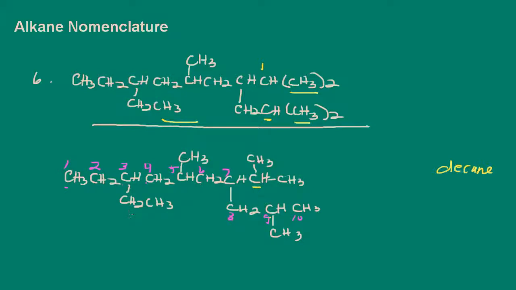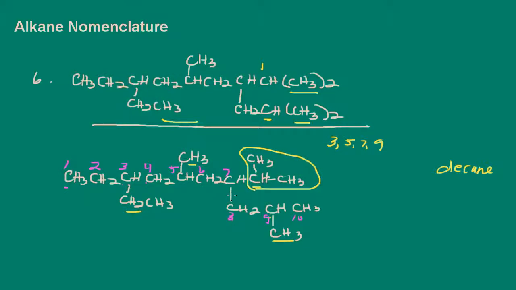And now let's take a look at the substituents. Numbered this way, on carbon number 3, I have an ethyl group here. And on carbon number 5, I have this methyl group. On carbon number 7, I have this group here, right? And let's see, on carbon number 9, I have a methyl group. So the way it would be numbered would be 3, 5, 7, and 9. So let's go ahead and put those down. 3, 5, 7, and 9.